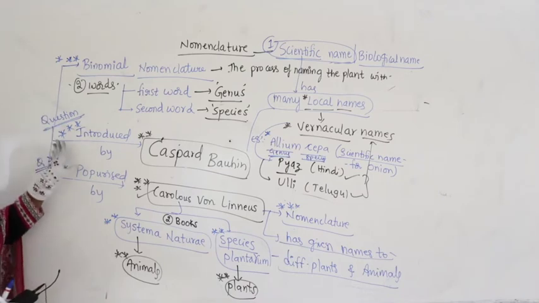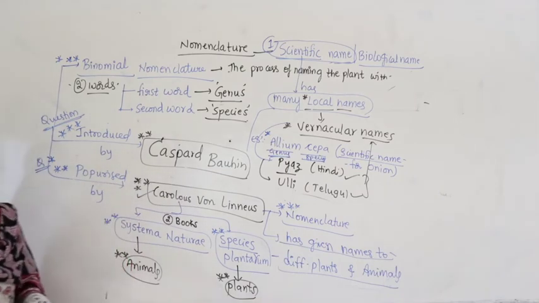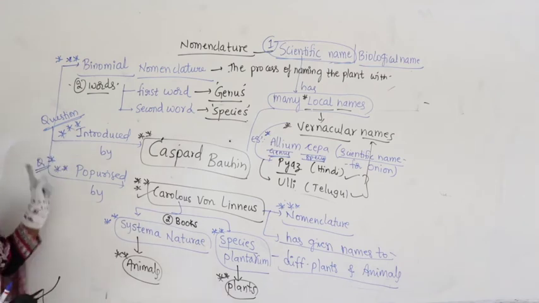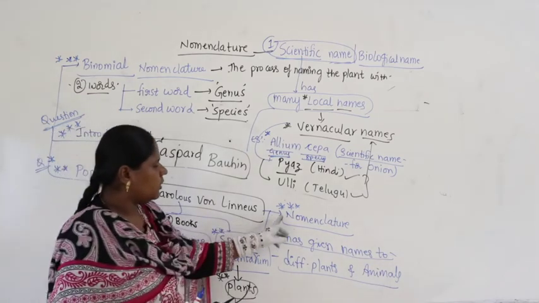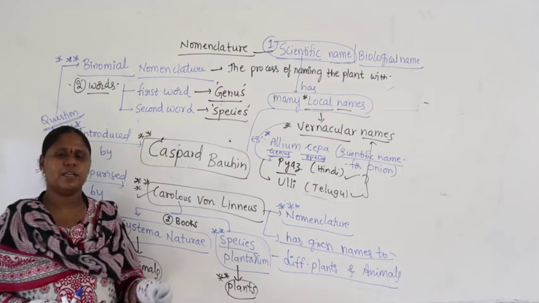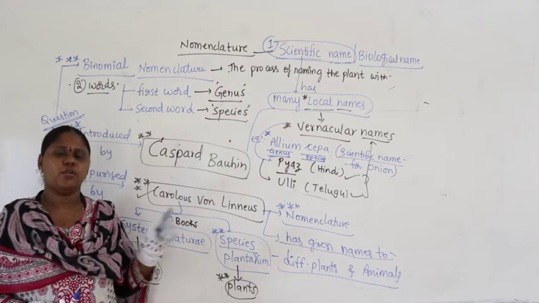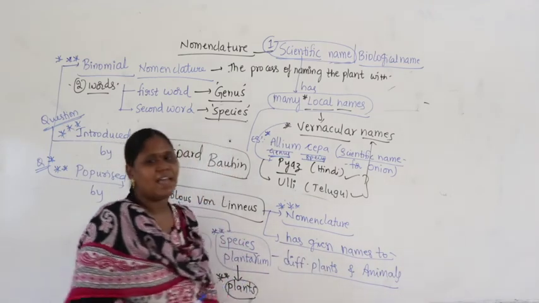Binomial nomenclature was first introduced by Caspar Bauhin, a most repeated question. Then we also have a chance to get another question: who popularized it? Carolus Linnaeus. He used the rules and regulations of ICBN under binomial nomenclature and gave names to different plants and animals.